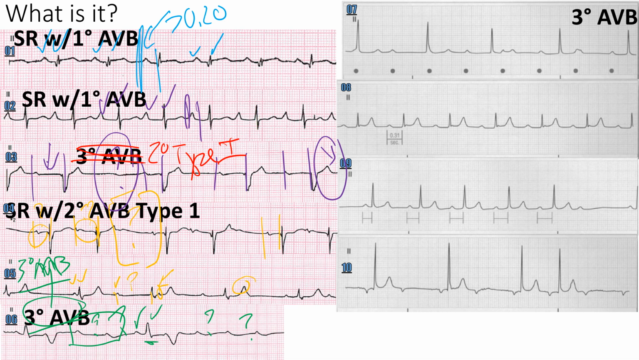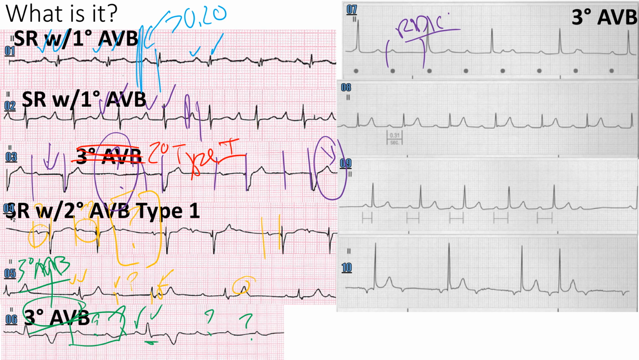Let's rationalize it. Why is it third degree? Look at that PR interval. That is ridiculous. So that's a problem, right? That PR interval is what, 1, 2, 3 boxes at least, 0.60. So then we can also see that they are divorced, right? There's a P wave and nothing happened. Well, did it drop? Well, if it dropped, I would have an irregular rhythm.